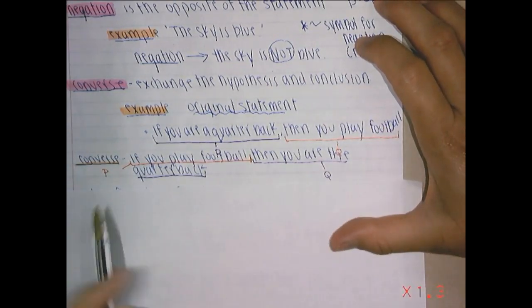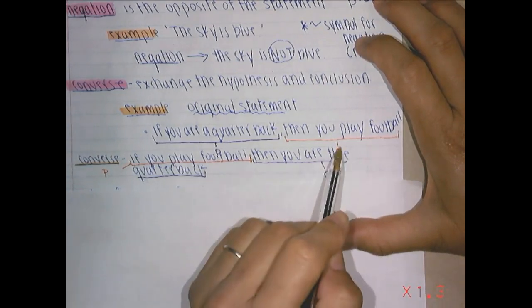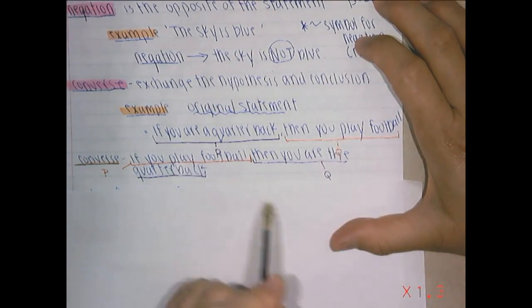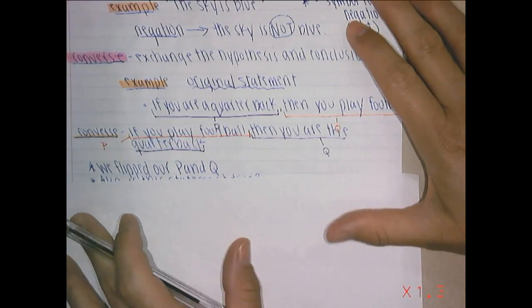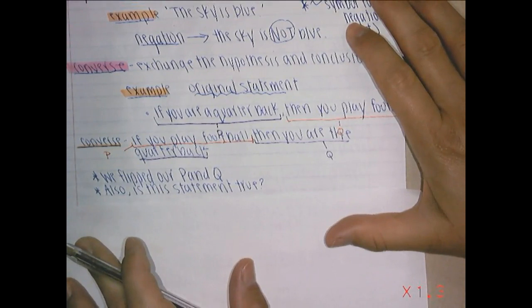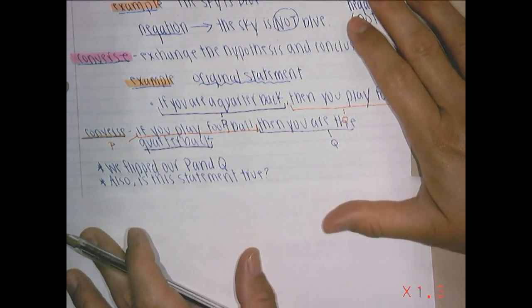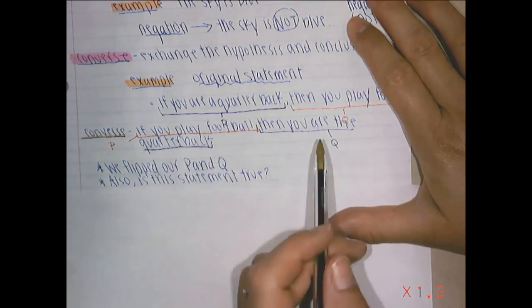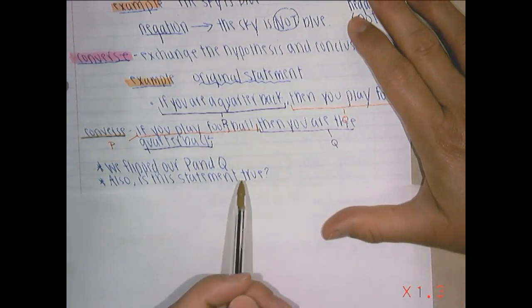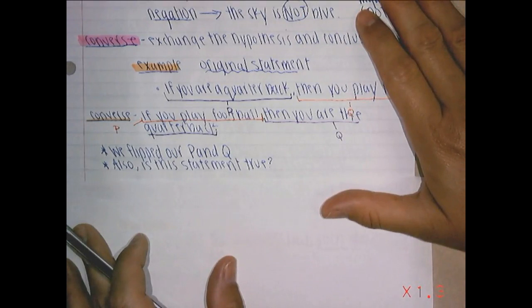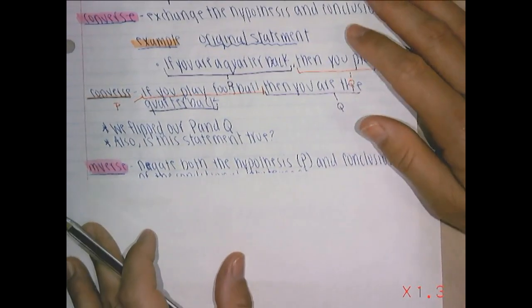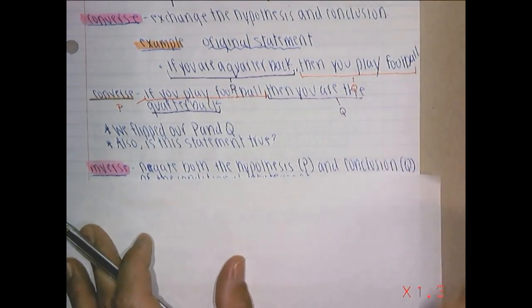Now we've taken our Q and moved it over, and now it's our P. So we flipped our P and our Q. Is this statement true now? If you play football, then you are a quarterback. Well, no, that's not really true, right? Because there's other positions somebody could play. That is the converse.